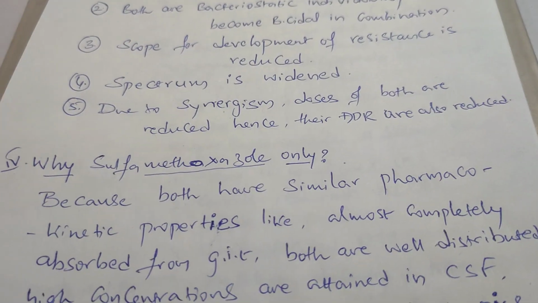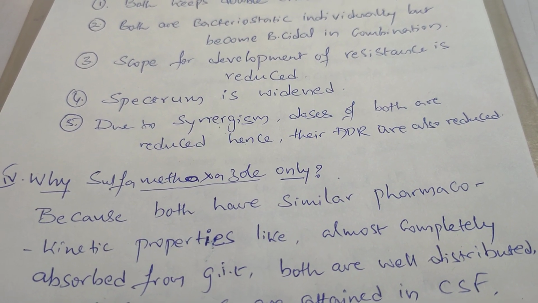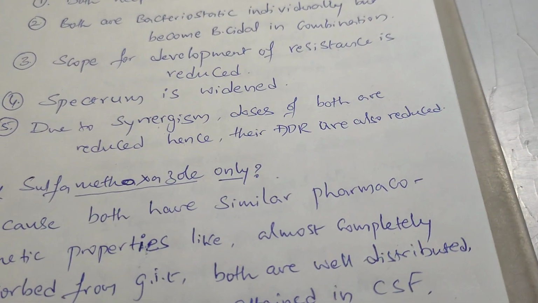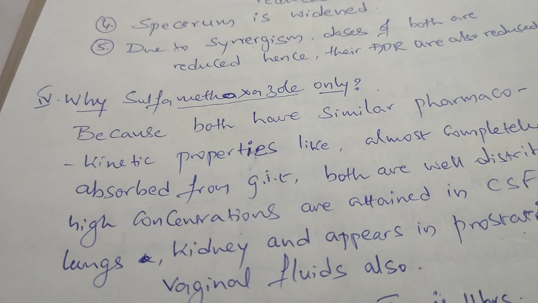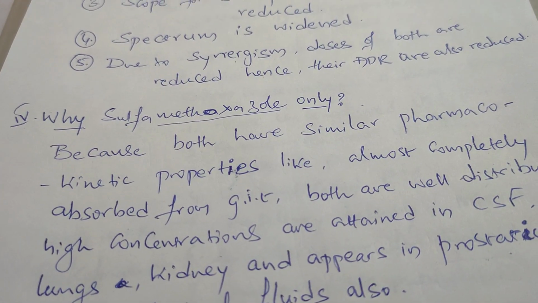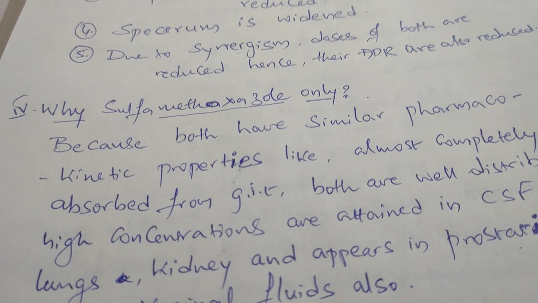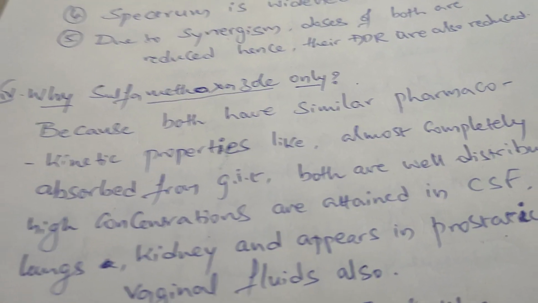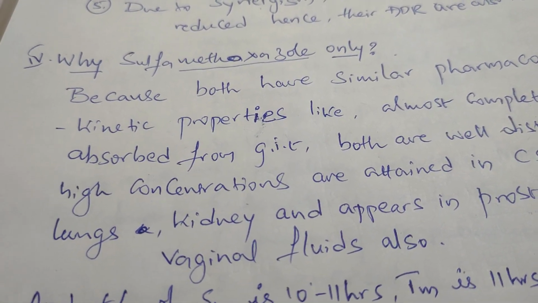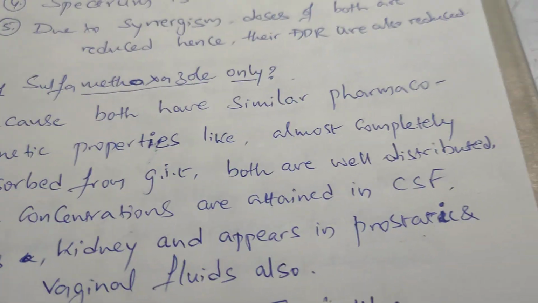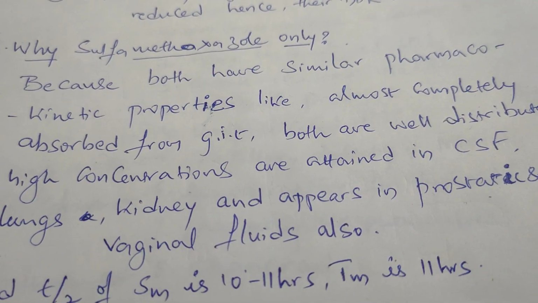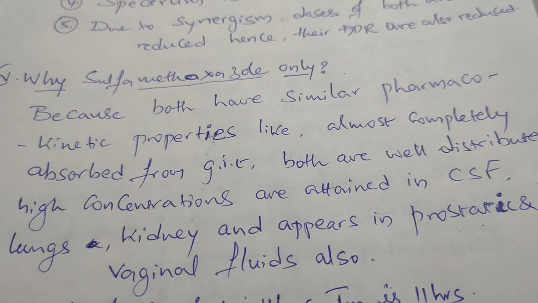Because both of them have almost similar pharmacokinetic properties. Number one, both of them are almost completely absorbed from the GIT. So this is one similarity. Second, both of them are well distributed. They have a good volume of distribution in the body. They attain high concentrations in cerebrospinal fluid, the lungs, and kidney, and they even appear in prostatic and vaginal fluids. So they have high penetration power. Both have equal distribution capacity.